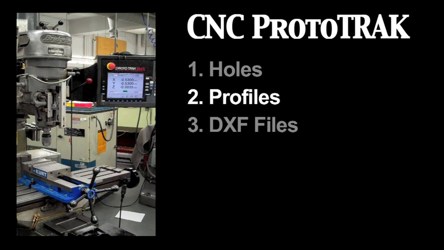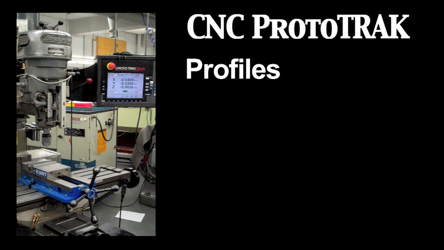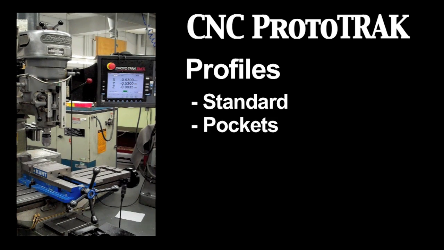This is part 2 of the Thayer School Machine Shop tutorial on basic use of the CNC ProtoTRAK. In the last tutorial, we covered the most basic function of the ProtoTRAK, holes. Now we will cover another one of its features, profiles. Profiles are geometric shapes that the ProtoTRAK can machine automatically. We will cover 4 kinds of profiles here: standard profiles, pockets, islands, and text.